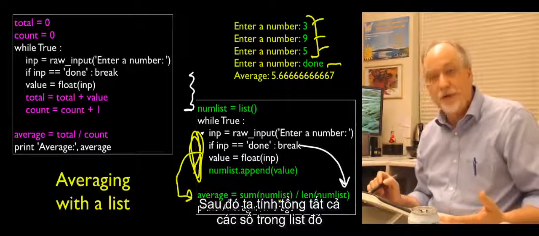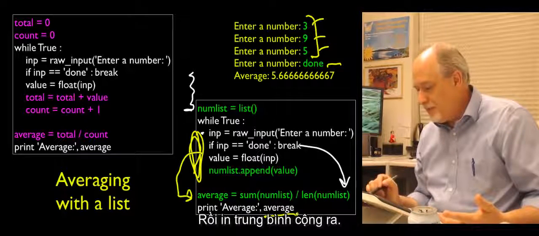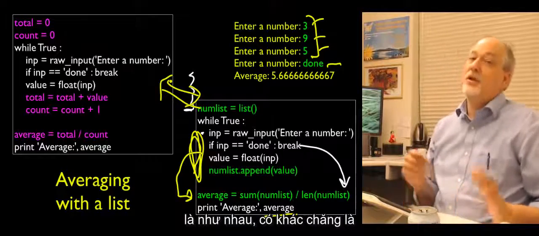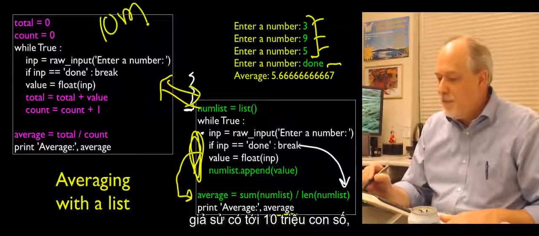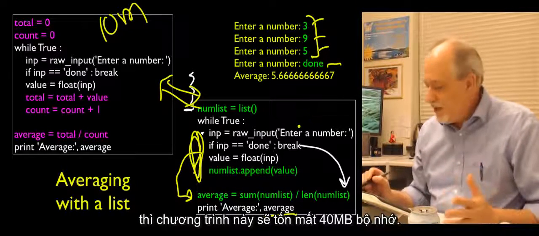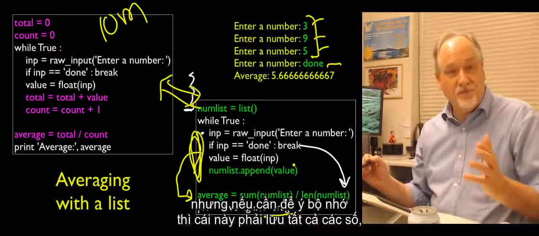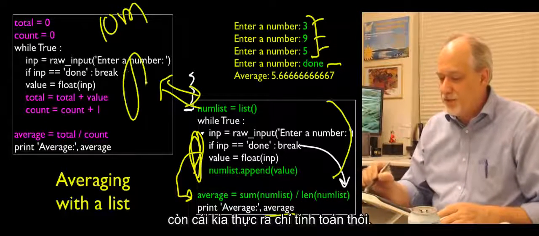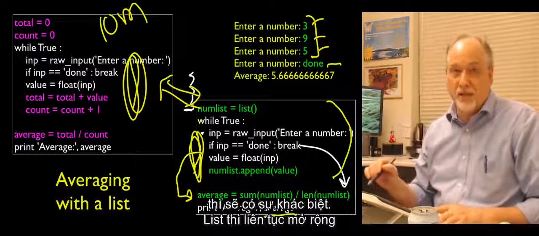So now you say, oh, add up all the numbers in that list, and then divide it by the length of the list, and print the average. So these two programs are basically equivalent. The only time that they might not be equivalent was if there was 10 million numbers. This would use up 40 megabytes of your memory, which is actually not a lot of memory on some computers. But if memory mattered, this does store all those numbers. This one actually just runs the calculation. So if there's a really large number of numbers, this would make a difference.